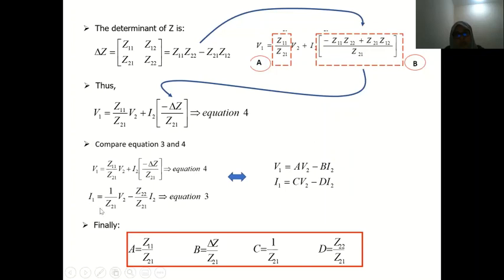So the next is I1, so this definitely is your C terms, and this is your D terms. So we can conclude here your A is equal to Z11 divided by Z21, your B is determinant of Z divided by Z21, and your C is 1 over Z21, and your D is Z22 divided by Z21.